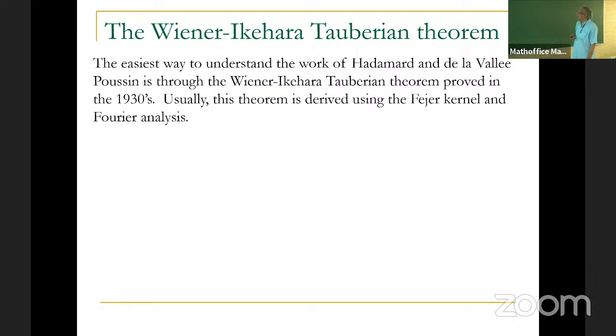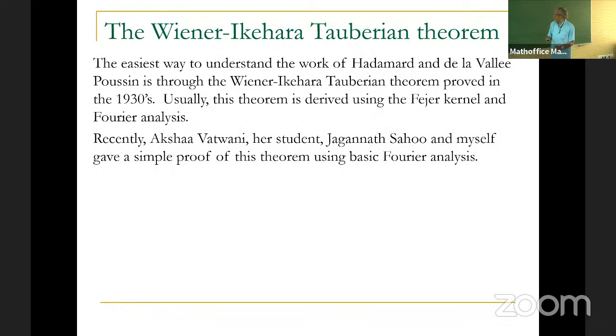So the easiest way to understand the work of Hadamard and de la Vallée-Poussin is through the Wiener-Ikehara Tauberian theorem, proved in the 1930s. Usually this theorem is derived using the Fejér kernel and Fourier analysis. Recently, my former student, Akshaa Vatwani, who's now a professor at IIT Gandhinagar, and her student Jagannath Sahu and myself gave a very simple proof of this theorem using basic Fourier analysis. It just appeared in the journal Expositiones Mathematicae.